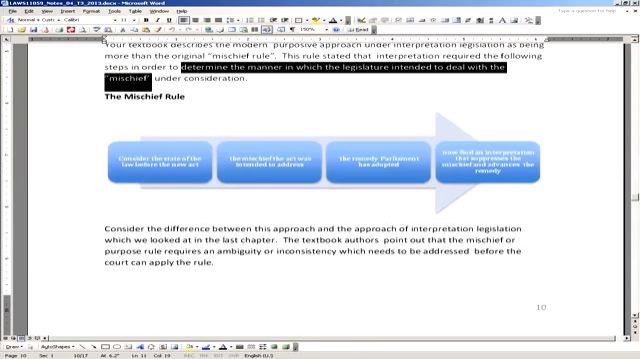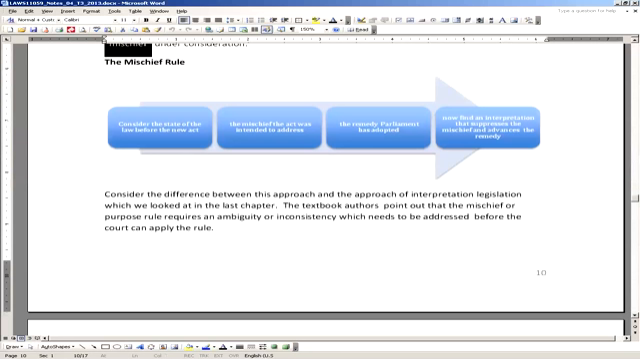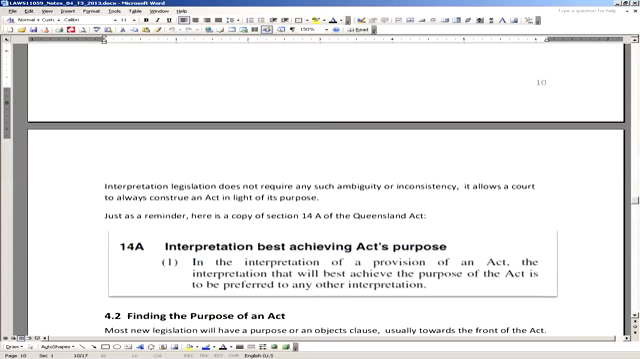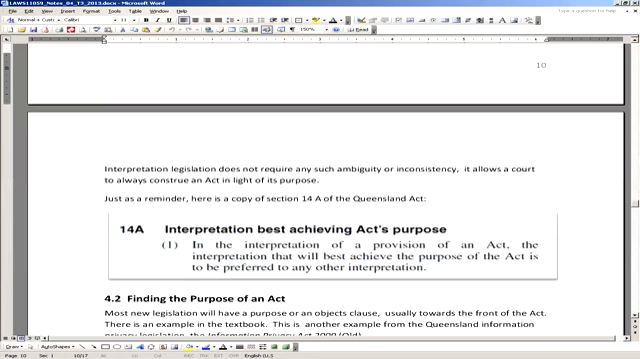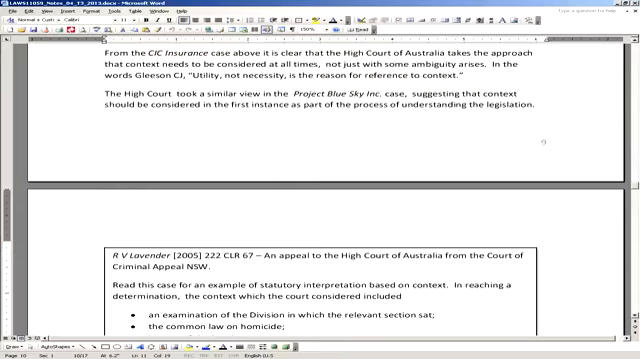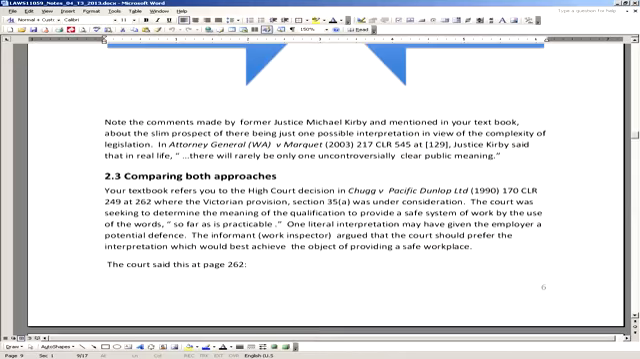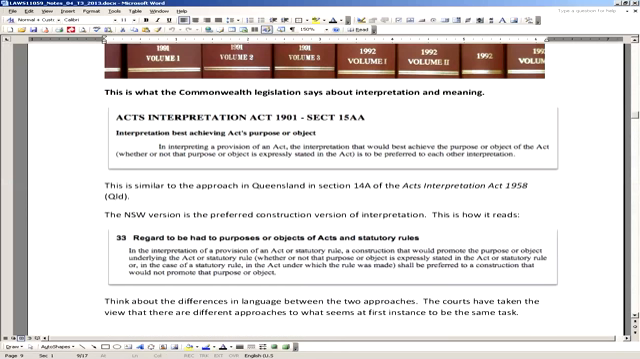Consider the difference between the mischief approach and the purpose approach of interpretation legislation. The textbook authors, obviously there's a difference between mischief and purpose, and it creates a different outcome potentially. Here's a copy, obviously, of the Queensland provision. And as we said before, we weren't looking at this one, but if you look at that, section 14A, subsection 1, best achieve the purpose of the Act. You'll notice it doesn't even mention object. And you'll see that's very, very similar to, way up here, the Commonwealth Acts Interpretation Act. But it doesn't mention object in the Queensland one, but different from the New South Wales provision.